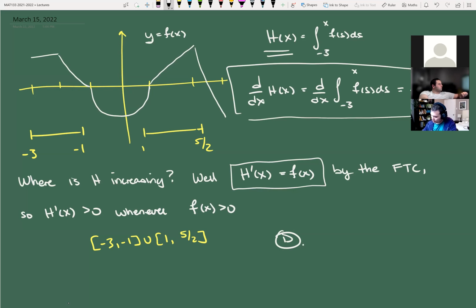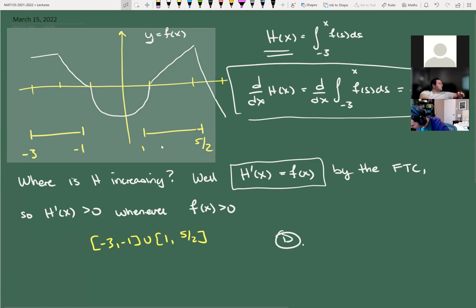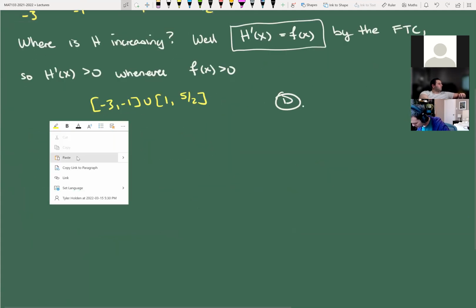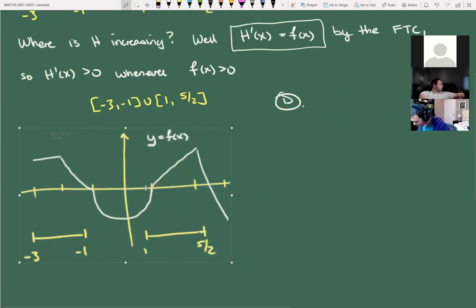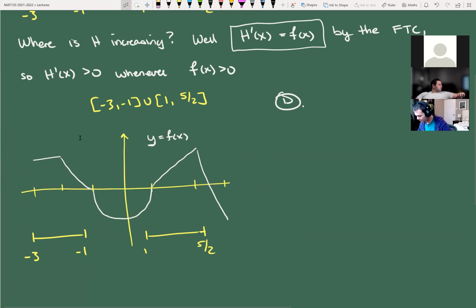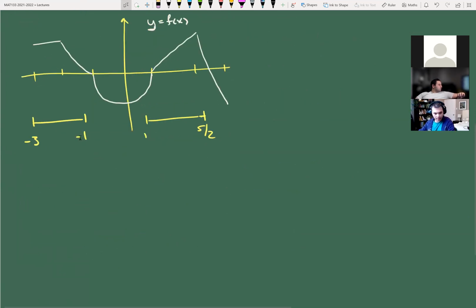So again, let me copy. I wonder if it's even going to let me copy this. Where's my mouse? Let's see if it lets me copy this graph. Copy, paste. Okay, so why does it work here? I can't. I don't understand. Why are you here? Delete you. Go away. Okay. So here's our graph again.